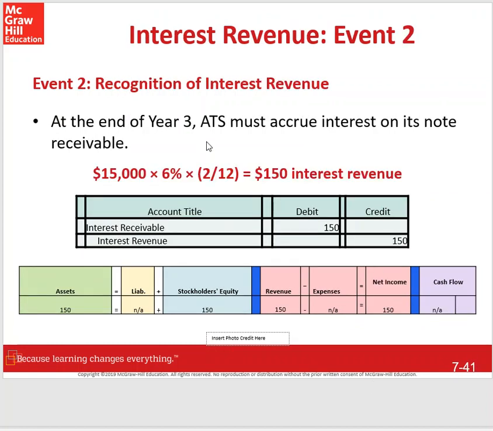At the end of year 3, ATS must accrue the interest on its note receivable. Now, going back, when we say accrue, remember that means recognize before realize. So Cummings has not paid us back the $15,000, nor have they paid any interest. But as a function of time elapsing, interest is happening. So we have to accrue, we have to recognize that interest before we collect it.